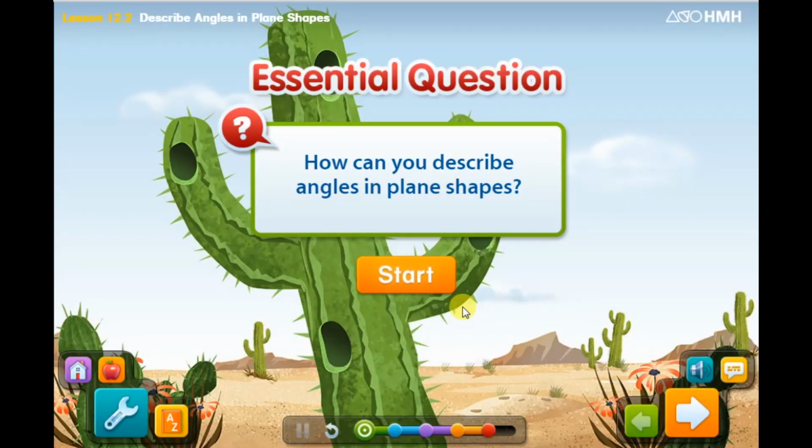Today's topic is about describing angles in plane shapes. Lesson 12.2. What are angles and what is the plane shape? We said before, plane shape is the shape that you can draw on any flat surface like paper or board, right? So, we spoke about points, lines, line segments, rays, and endpoints. So, what is today's topic? Today's topic is about angles.